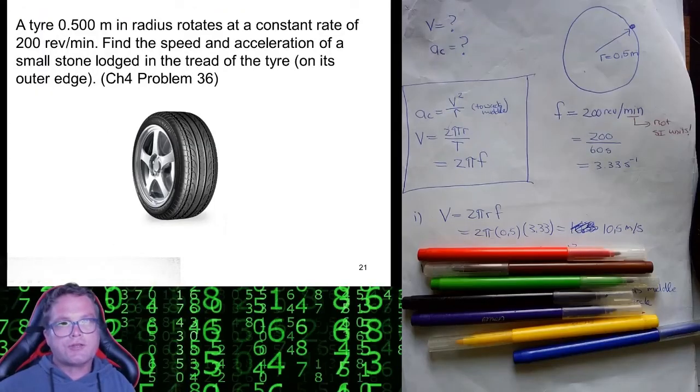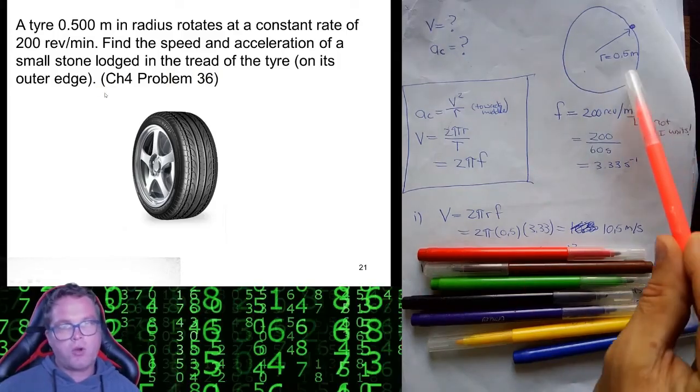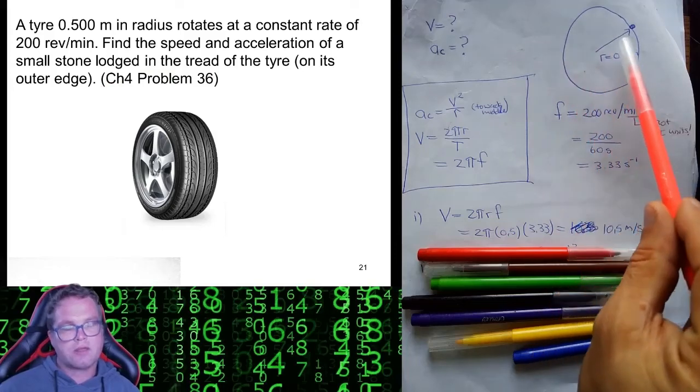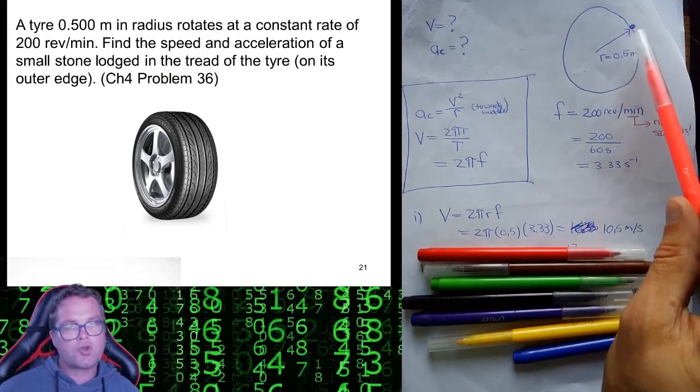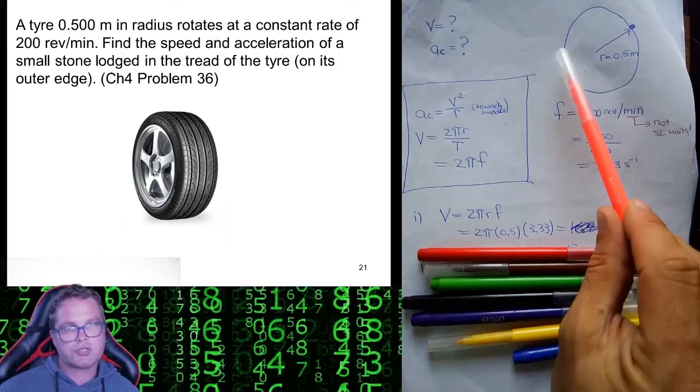We now conclude this chapter by looking at an example. A tire 0.5 meters in radius rotates at a constant rate of 200 revolutions per minute. Find the speed and acceleration of a small stone lodged in the tread of the tire, on the outer edge of the tire. Here's a diagram representing the problem. We have the tire, radius half a meter, and a stone that's traveling in a circle.